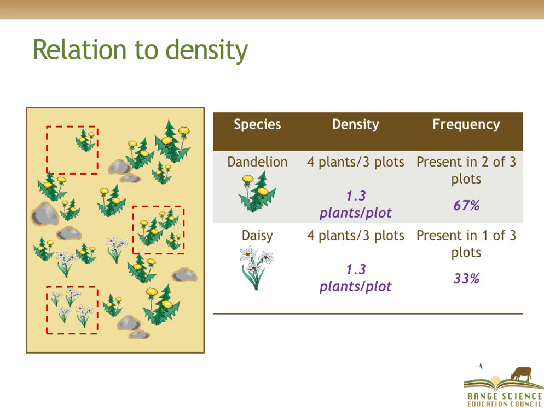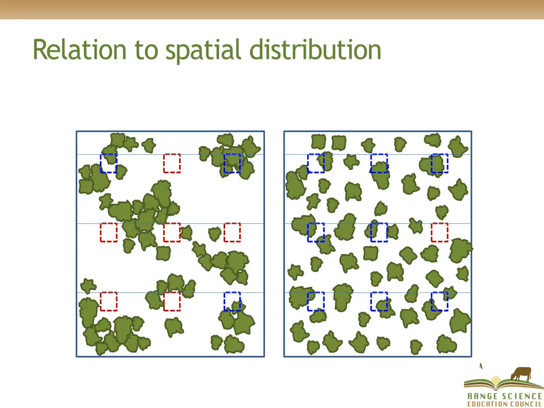Let's next consider the relationship of frequency to the spatial distribution. In this pair of diagrams, we see another schematic graphic of vegetation. On the left, the vegetation is patchily distributed, so the plants are clumped. There's a lot of open space. On the right, the plants are more evenly distributed, more homogeneously distributed throughout the area.